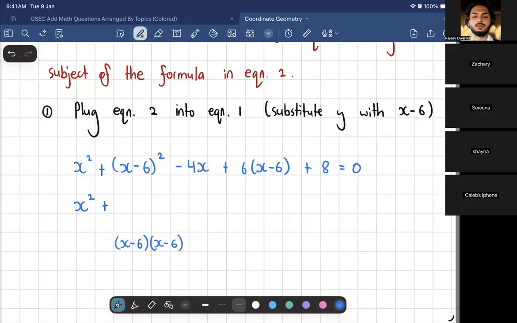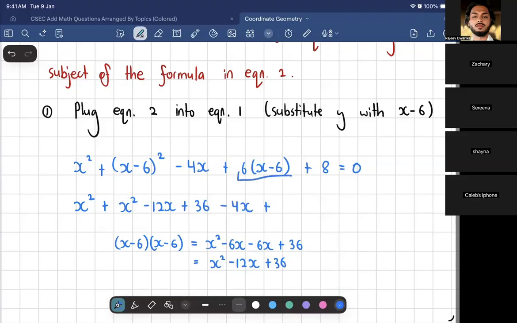Serena, walk me through how to multiply that out. First, you multiply x by x, which would be x squared, then you multiply x by minus 6, which is minus 6x. And then you multiply minus 6 by x, which is minus 6x, and then minus 6 by minus 6, which is positive 36. Right. And then you could simplify, and it would be x squared minus 12x plus 36. Right, so I'm going to write that in over here. Cool. Going to write back the minus 4x.